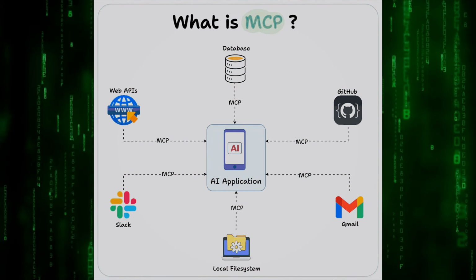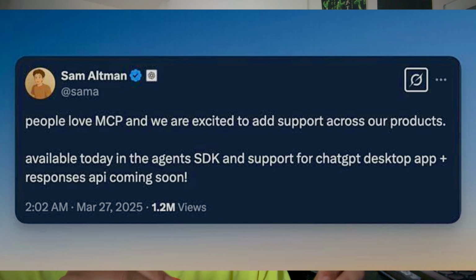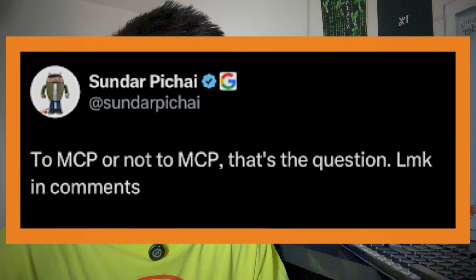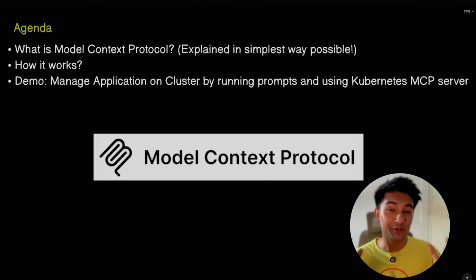MCP is a game changer, and even OpenAI has integrated MCP to start using with ChatGPT, and now Google is also looking forward to integrating MCP with Gemini models. So in this video, I'm going to explain to you what MCP or Model Context Protocol is in the simplest way possible.